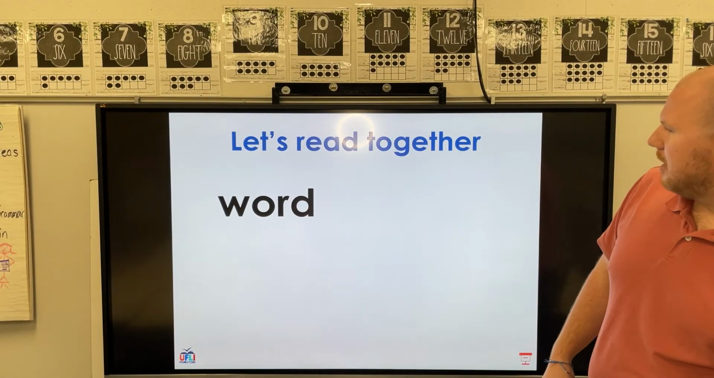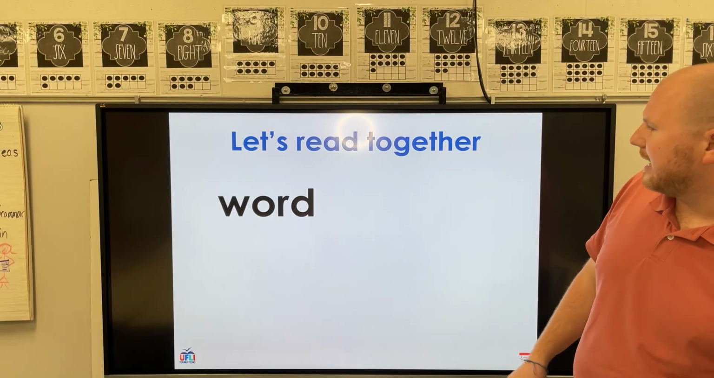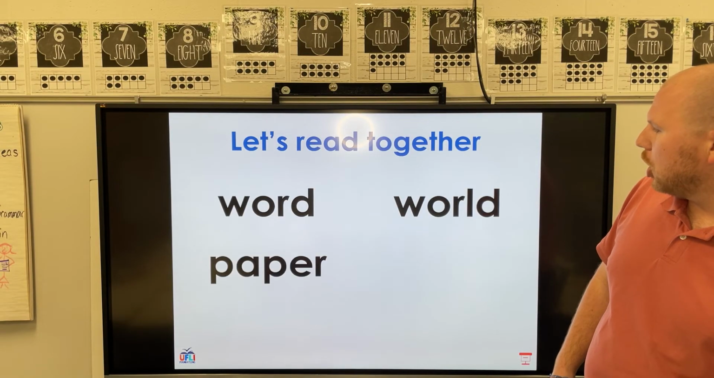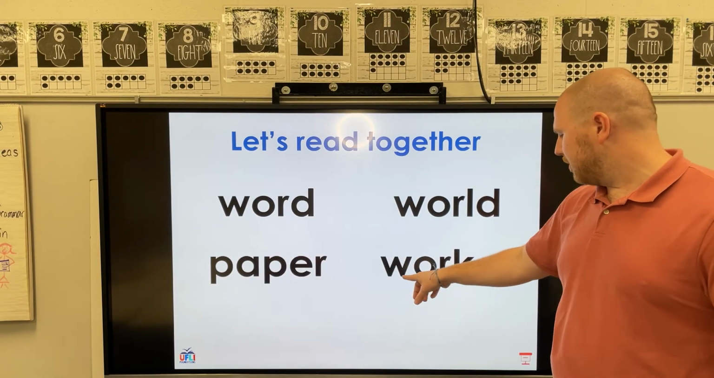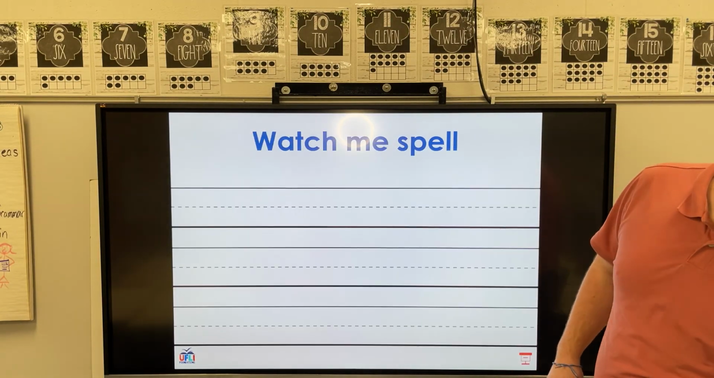Wait, I thought that was it. We got some bonus ones. What does this say? Word, world, paper, worker. Oh, that has both of them. That is /er/ and /er/ again. Cool.